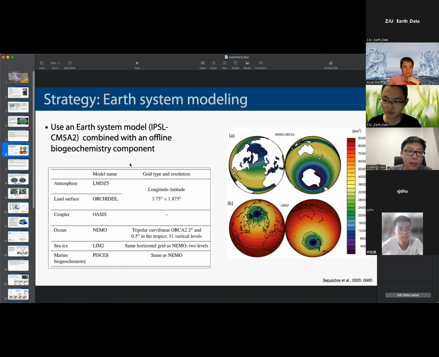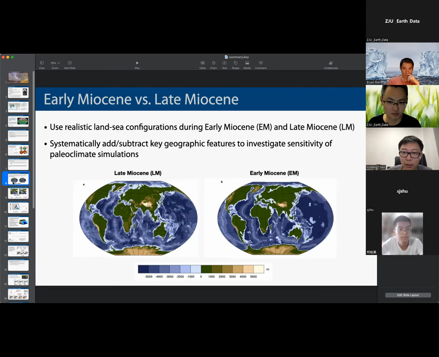But in slide 8, they did show the global distribution of land, the topography. So I assume that's probably what they input to the model. Okay. I don't know, maybe they got this from another paper, but.